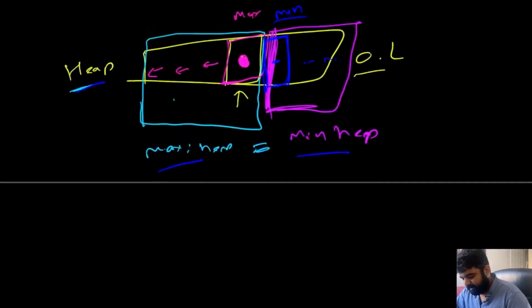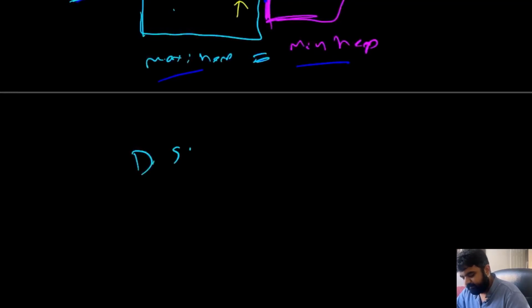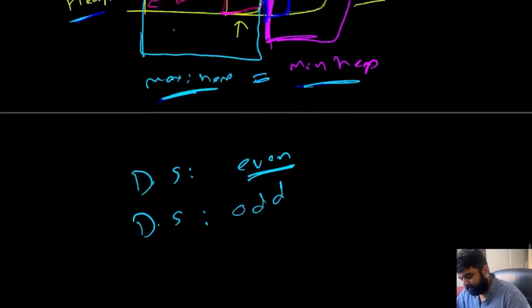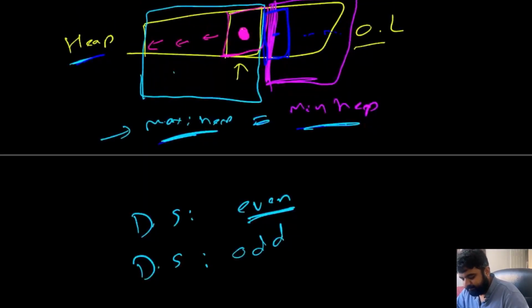So let's say that in our current data stream, if the values are even, basically in that case, max heap and min heap are going to have equal numbers of values. And in our data stream, if the values are odd, then in our case, our max heap is going to have one more value compared to our min heap, and that's it.